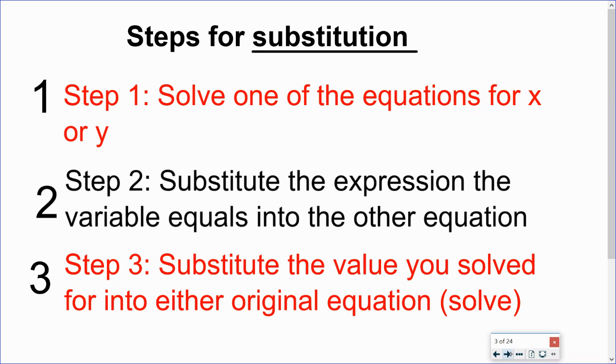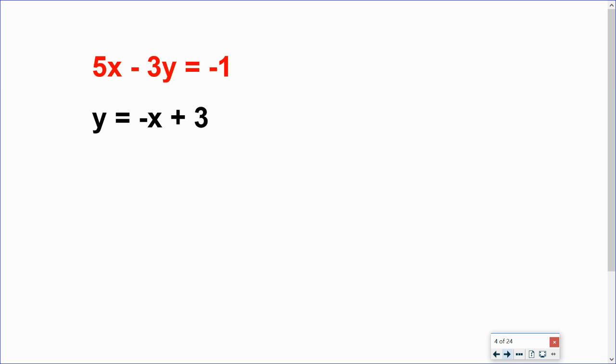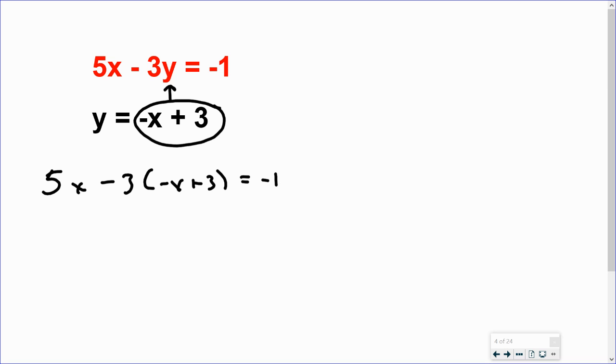Let's give you a couple more examples of this. Now, on this particular system, the red one, 5x minus 3y equals negative 1, that's not very friendly. It's not solved for either x or y. I'm not going to mess with that. The bottom equation, though, is solved for y. So I'm going to put this right here in for this y. So it will be 5x minus 3 times negative x plus 3 is equal to negative 1.